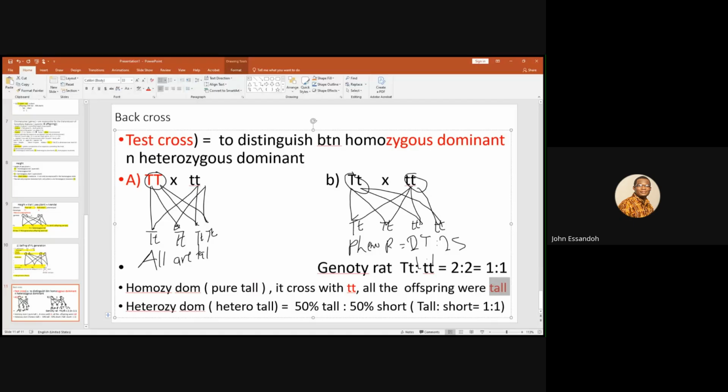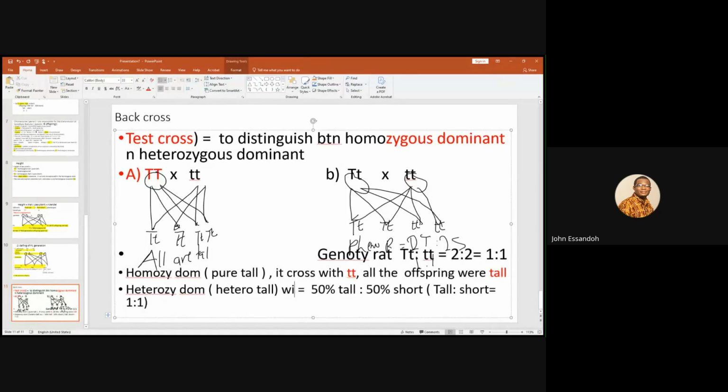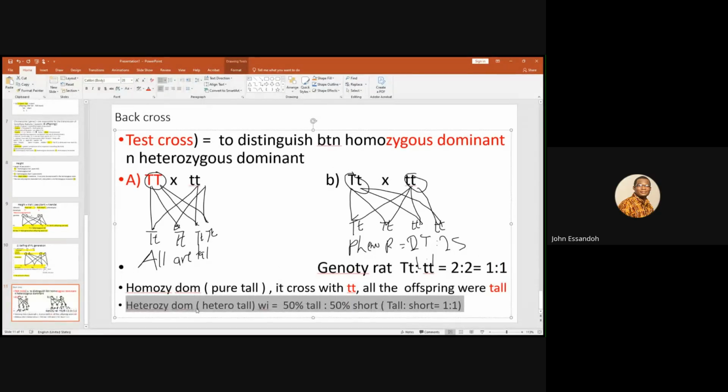And then you cross heterozygous tall with this, you will get 50% short. So that will tell me that when I cross this with this, I will get a 50% chance of giving short. So the phenotypic ratio will be 50% short, 50% tall, which is the ratio 1:1. So I didn't get the question that he asked.